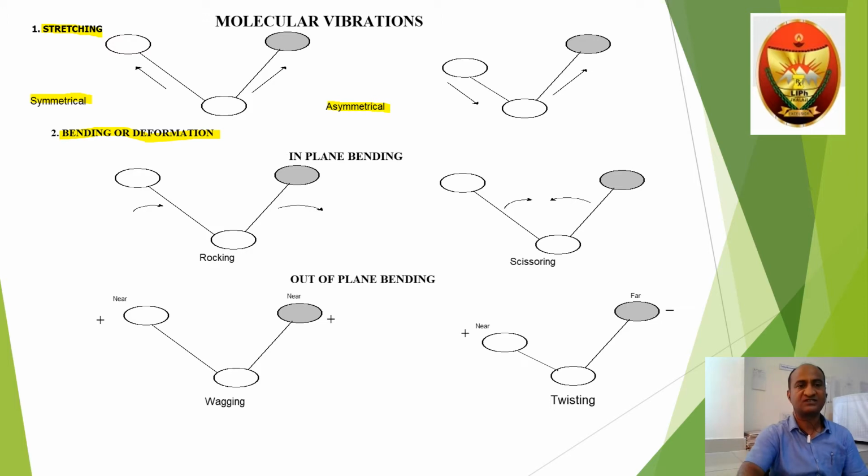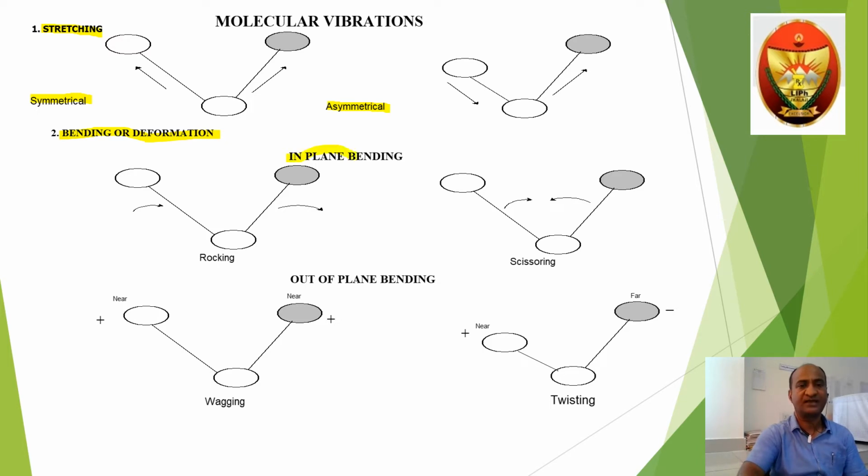In symmetrical stretching, if we are considering two chemical bonds, both bond lengths are either increasing or both are decreasing. Then it is known as symmetrical stretching. In asymmetrical stretching, one bond length is decreasing and the other bond length is increasing. As for bending or deformation, it is related to the change in bond angles. Bending or deformations are of two types.